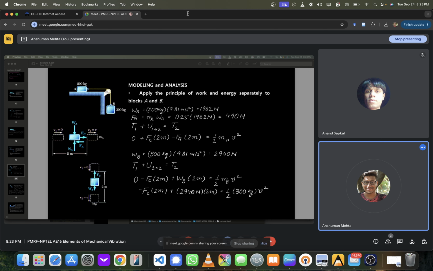So this potential energy will have two terms because two masses are moving, hence like this. And now WB.